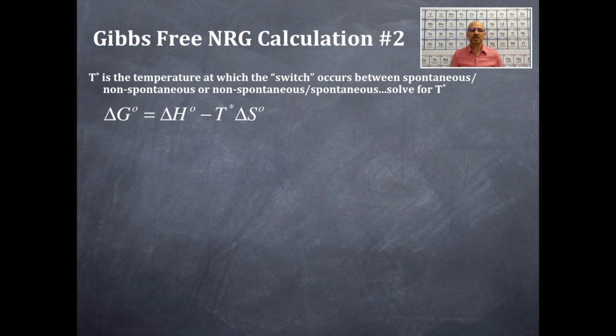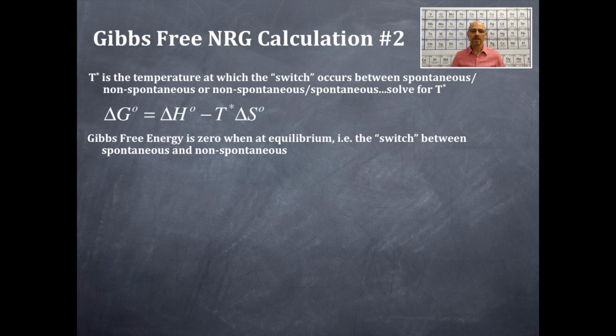Okay, so delta G naught is equal to delta H minus T star delta S. So we're going to rearrange this and solve for T star. At equilibrium, Gibbs free energy, remember, is equal to 0, and that's when this switch occurs from spontaneous to non-spontaneous or non-spontaneous to spontaneous. So I've replaced the delta G naught with 0, indicating that we're at equilibrium, and then therefore I can solve for this switch of the equation.